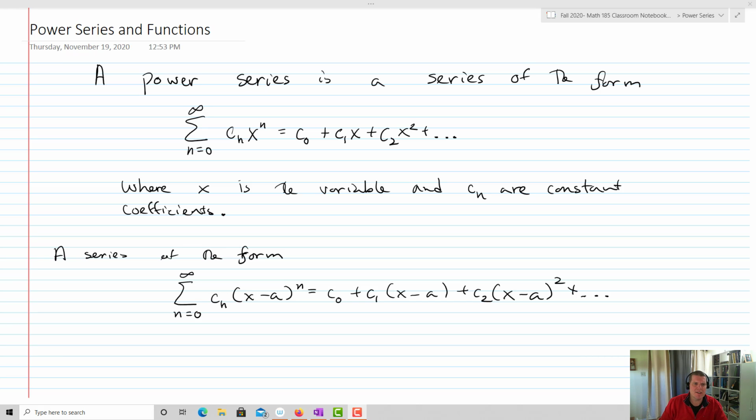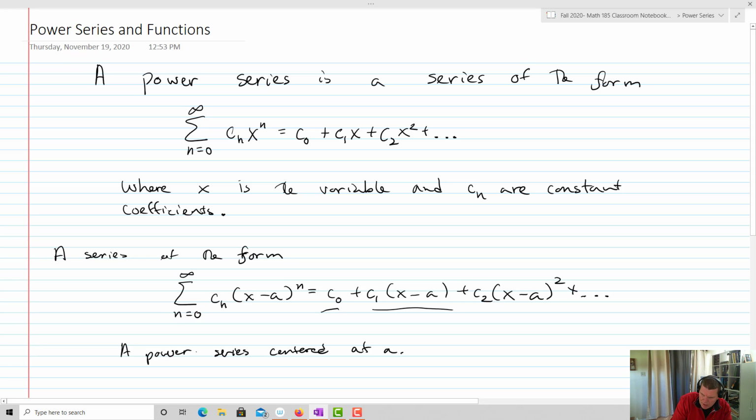Or we could have a series of the form the sum n equals 0 up to infinity of Cn times (x minus a) to the n. This one of this form is what we call a power series centered at a. So in the case of our first series, the power series is centered at 0, or at x equals 0. In the second one, the power series is centered at x equals a.